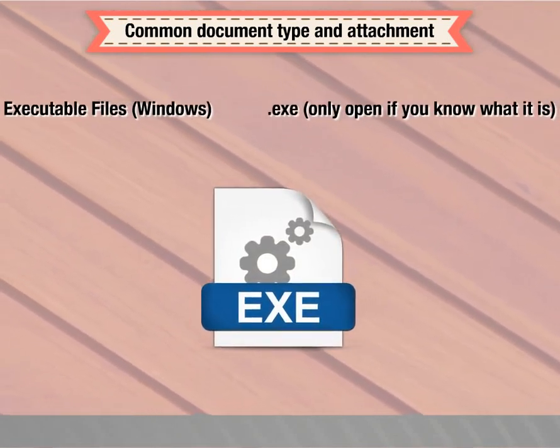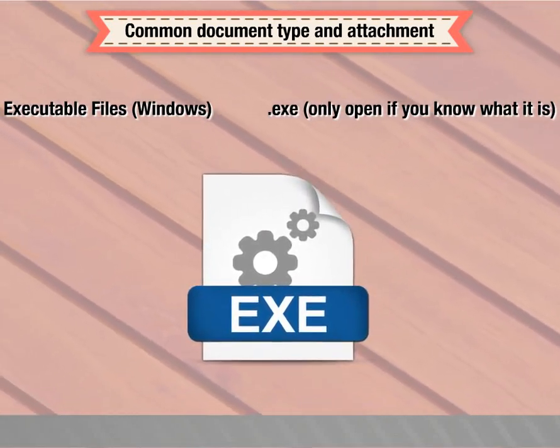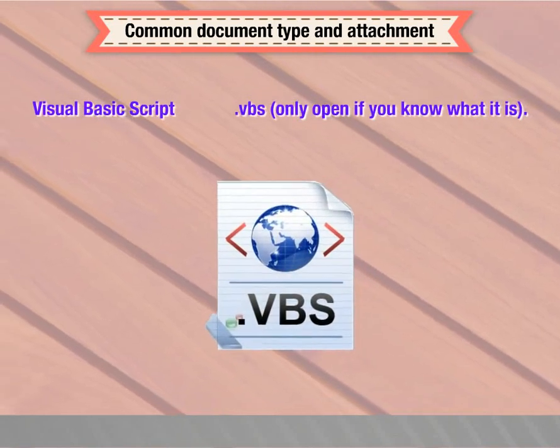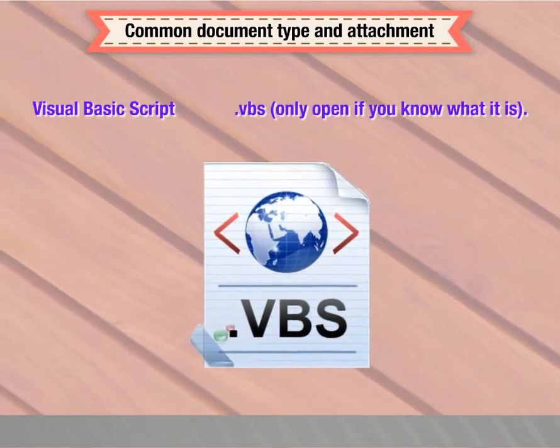Executable files for Windows, .exe, only open if you know what it is. Visual Basic Script, .vbs, only open if you know what it is.